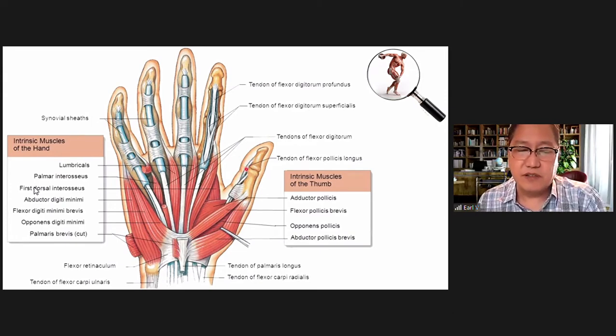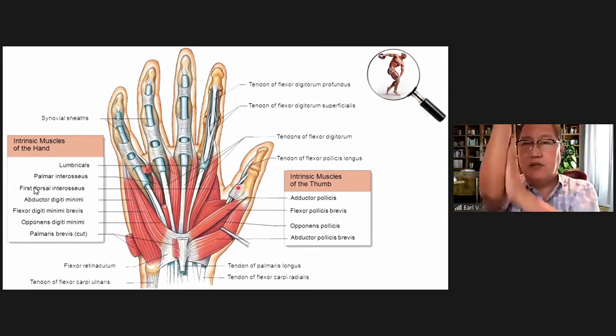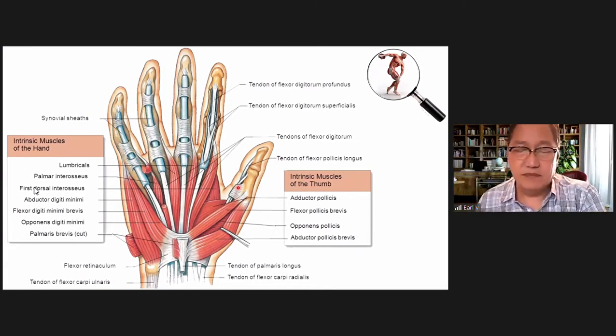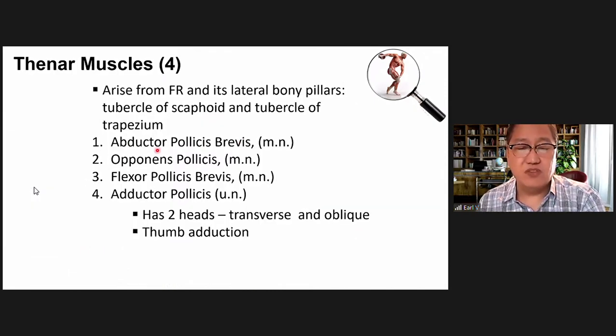So these are part of the muscles of the forearm, anterior location. The opponens pollicis, this will pull the proximal phalanx anteriorly to oppose also the small finger. So okay, just remember there are four muscles of the thumb. Abductor pollicis brevis, opponens pollicis, flexor pollicis brevis, and adductor pollicis.